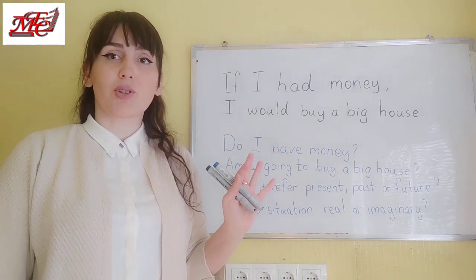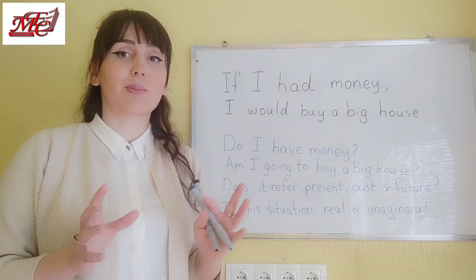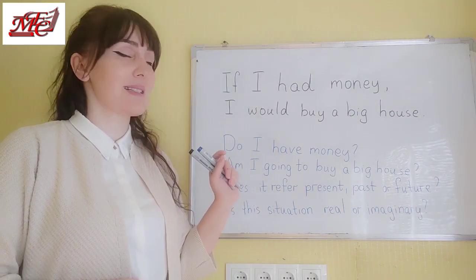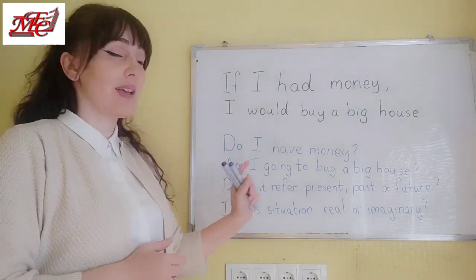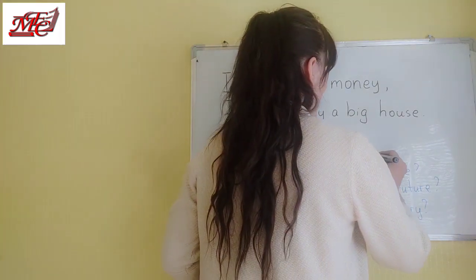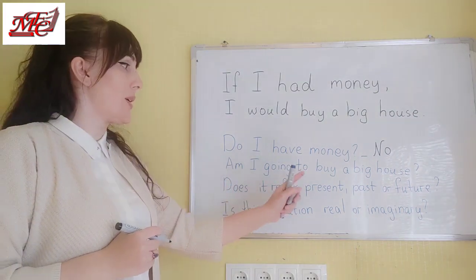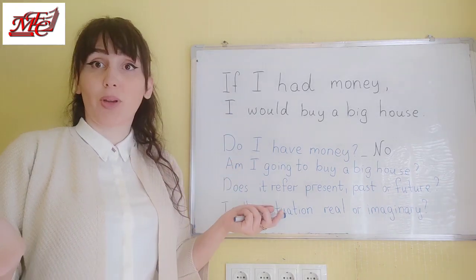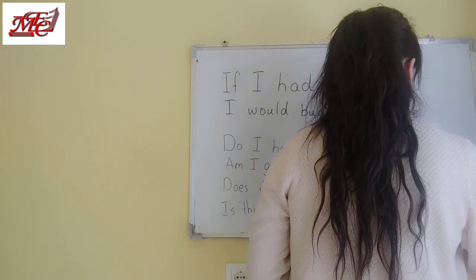I'll ask you some questions to make more clarification and to make you understand better. Do I have money? So according to the sentence, yes, I'm wishing something. If I had money, I would buy a big house. Do I have money? Of course, no. Am I going to buy a big house? So I don't have money and I'm not going to buy a big house, yeah? So the answer is again no.